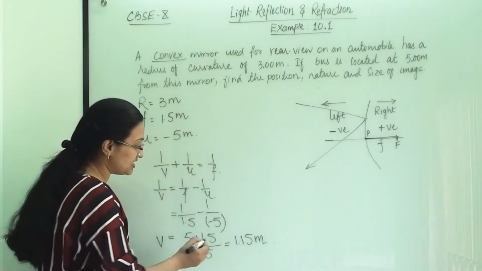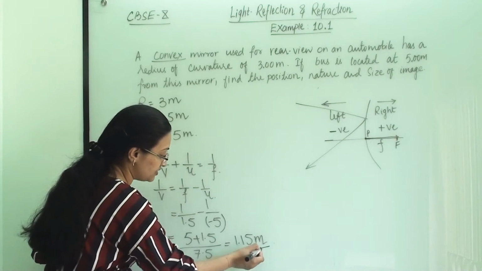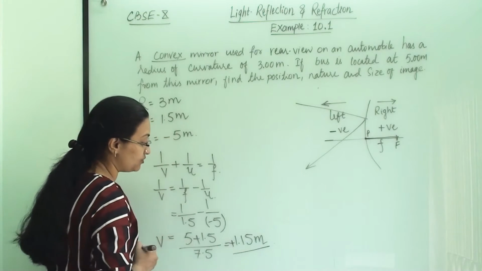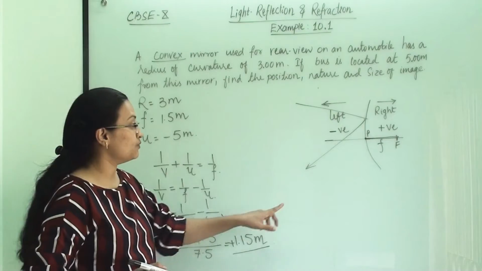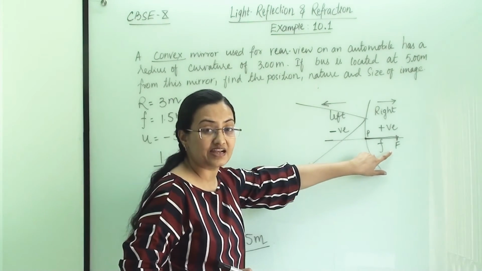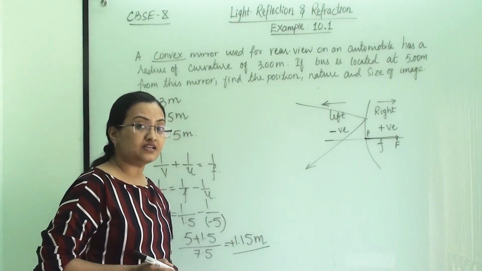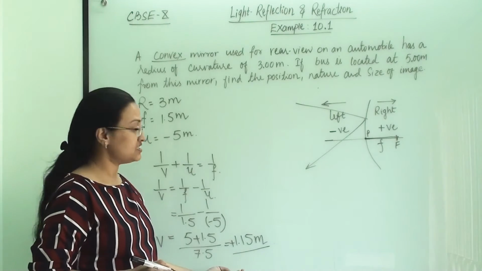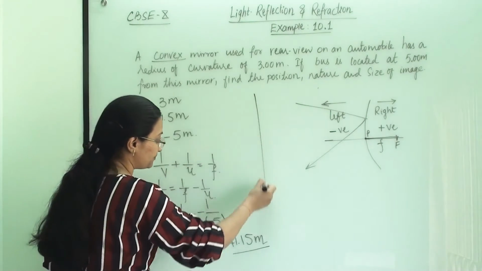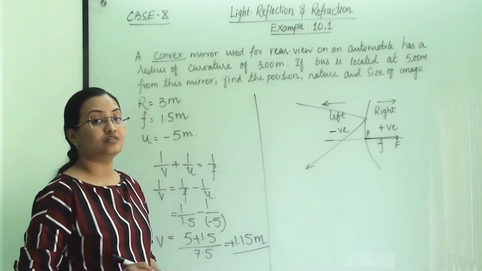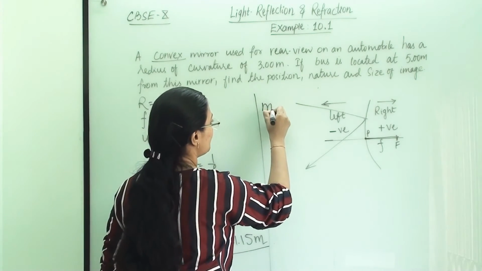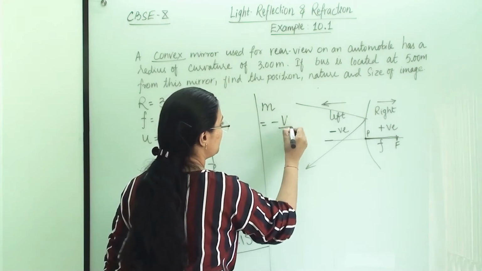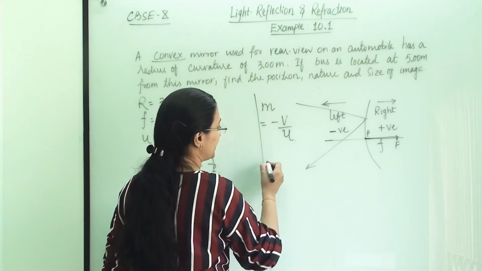So our v is plus, and that is 1.15. This plus suggests that it will be towards the right hand side, and it is a virtual image. Now we are going to find out the magnification. The magnification formula is m equals minus v by u.